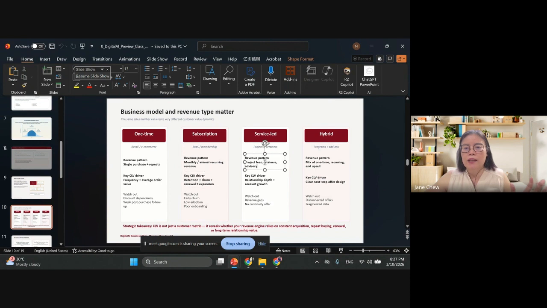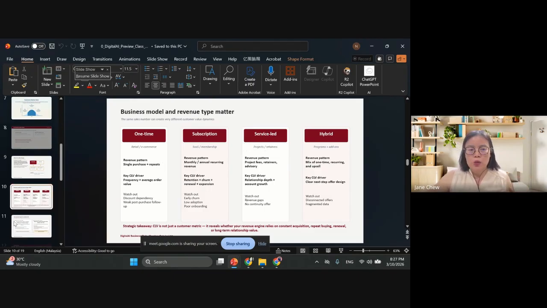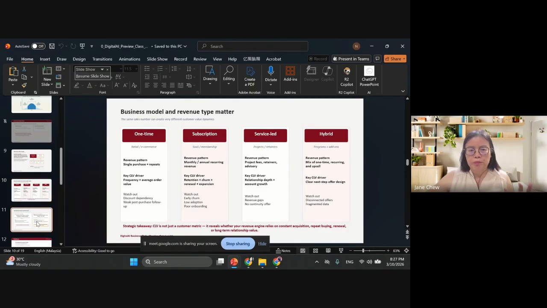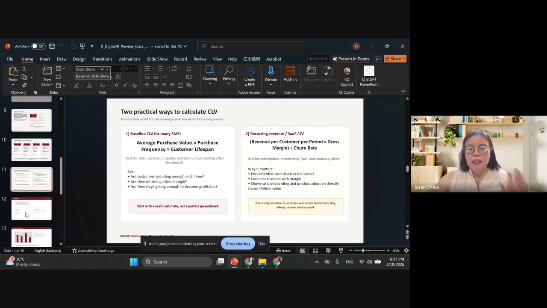Service-based business usually also has some kind of recurring income because of the retainer fee, okay? And hybrid is a combination of everything. Okay, so that's why we need to know our business model in order to have an idea about the customer lifetime value.